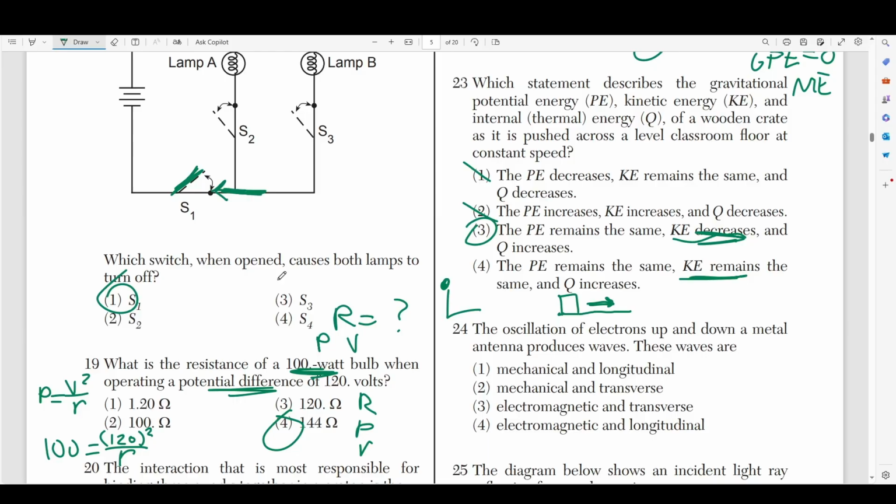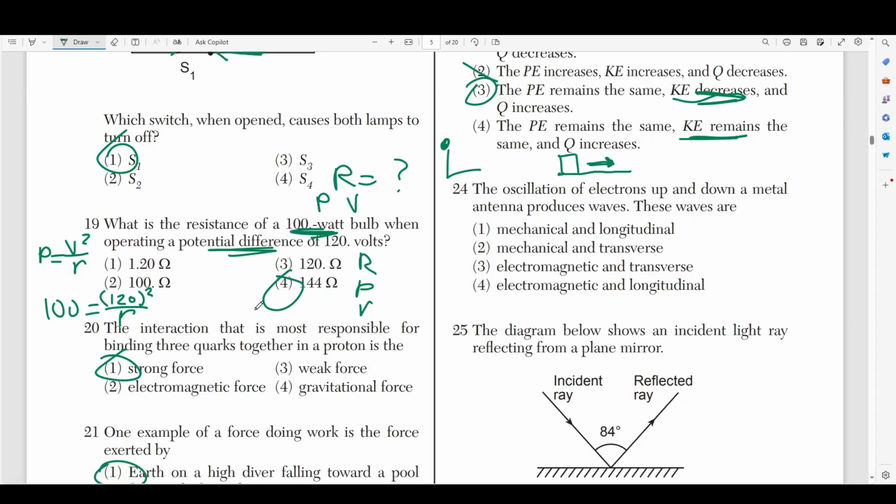So it's never going to change. But your kinetic energy is going to change because you have friction, and your friction is going to increase the more you push something. So moving on to 24, it says the oscillation of electrons up and down a metal antenna produces waves. These waves are what?